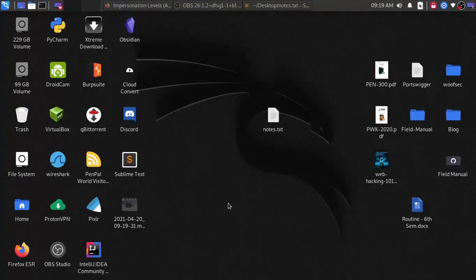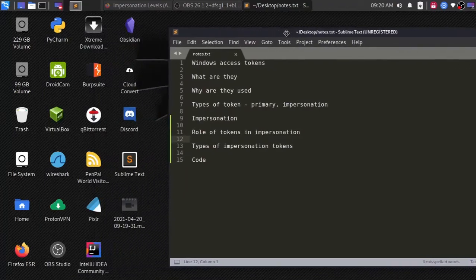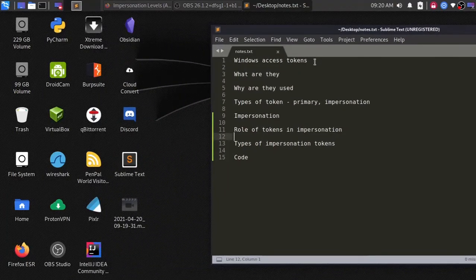Hey guys, it's Captain Wolf here, and this video is going to be about Windows access tokens, why they are used, and also about impersonation and why Windows does it, and how we as penetration testers or CTF players can leverage this behavior of Windows to elevate or maintain our access. I have here a list of things that we need to discuss today. So let's start our discussion with what are Windows access tokens.